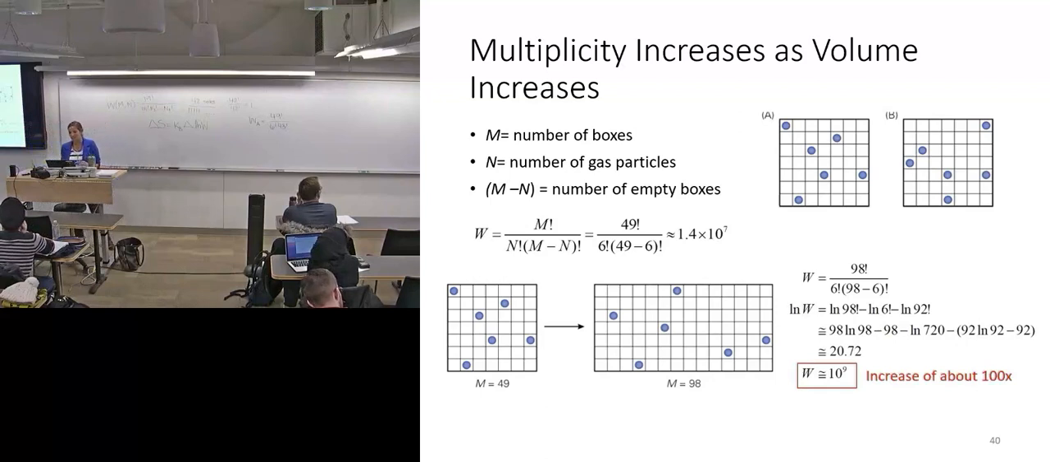So one way to interpret that is that it is 100 times more likely that the gas would expand to fill as much of the space as it could than to hang out on only half of it. It would expand to fill as much space as it possibly could, as opposed to concentrating itself on one side.